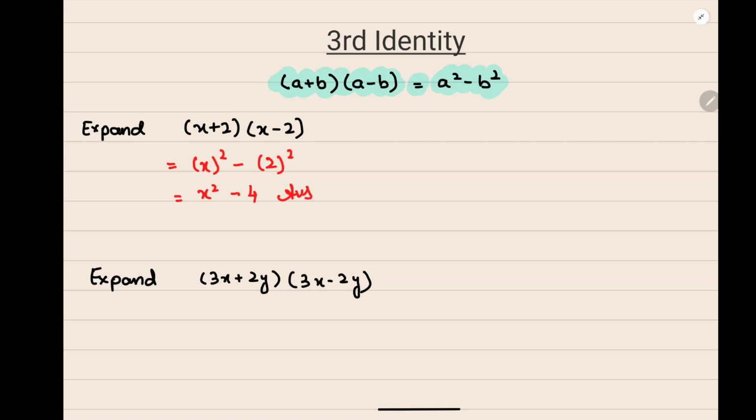For the second question, my a is 3x and my b is 2y. So I'm going to write the right side of the identity, which was a squared. My a is 3x here, minus b squared. So it's 9x squared minus 4y squared. So this is our answer.